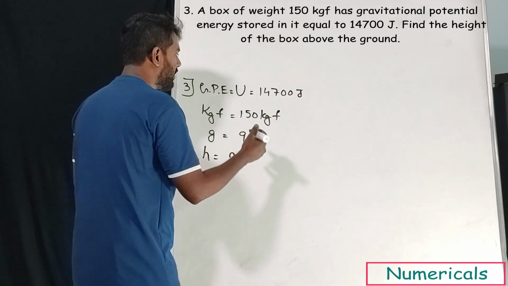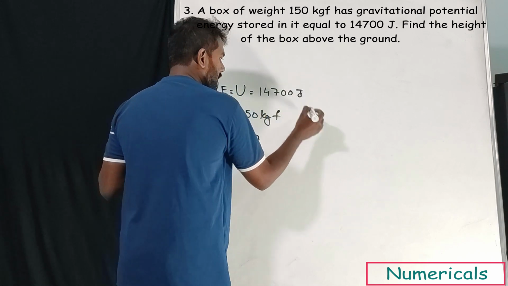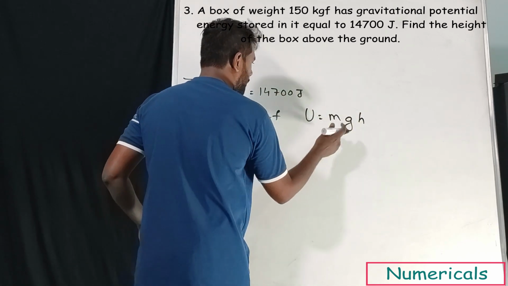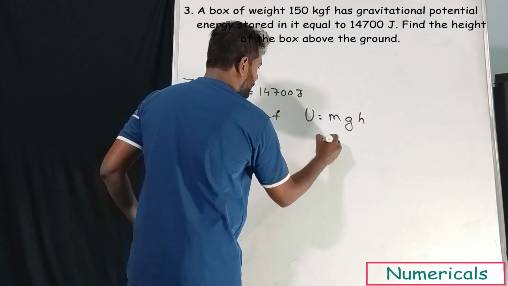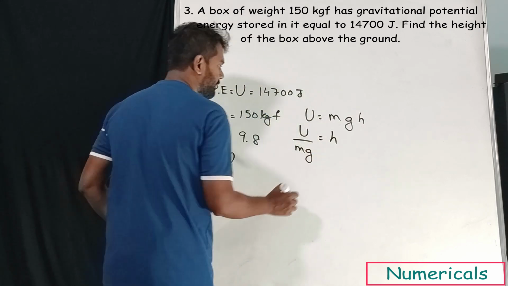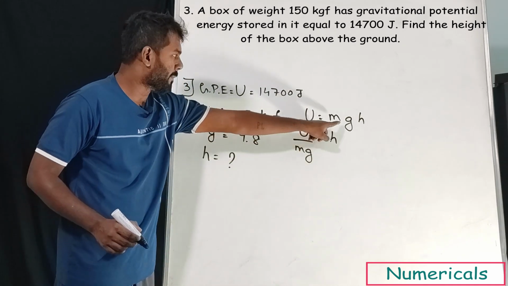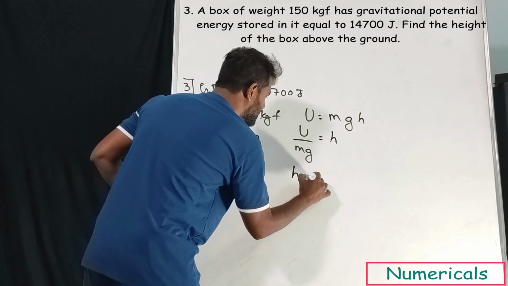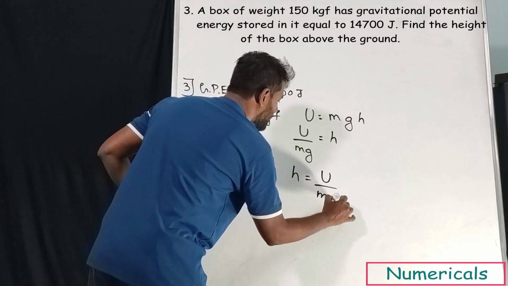What is the formula for gravitational potential energy or just potential energy? mgh, correct. What we have to find? H, right? So H is equal to U by mg, correct. So we need to find H. Apart from H, we will move everything to this side. So H is equal to U by mg.